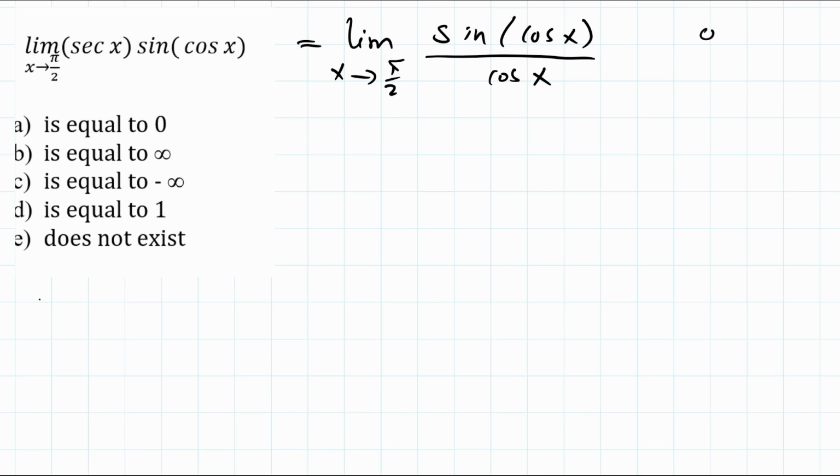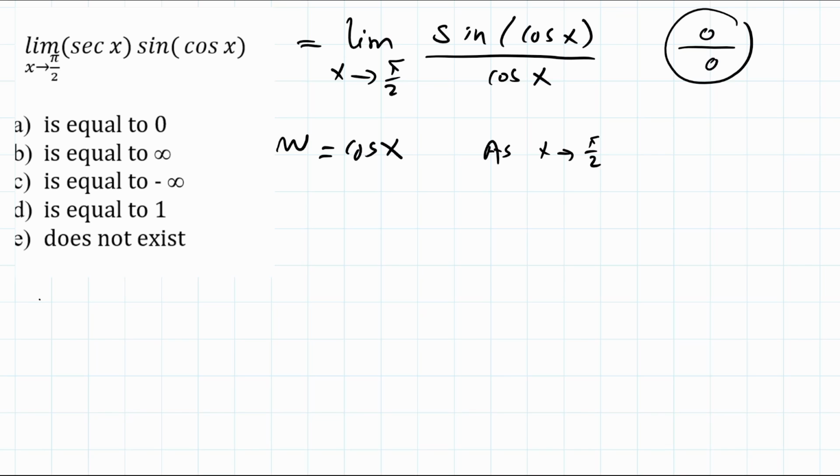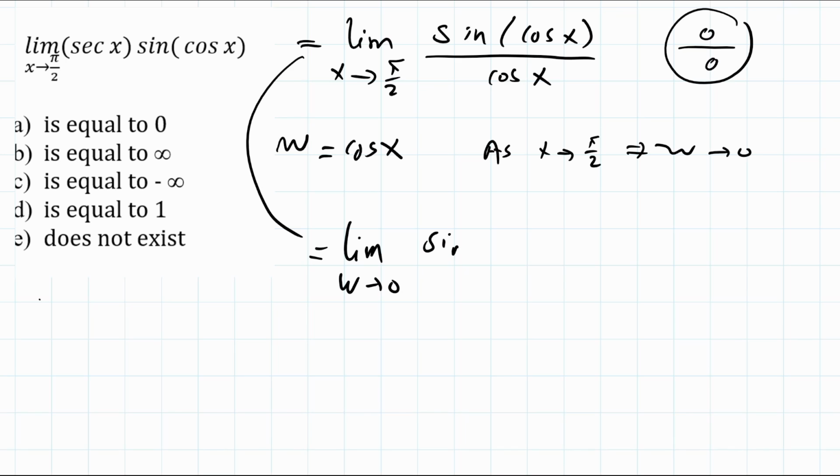Sine of 0 is 0. Cosine of pi over 2 is 0. So this is a 0 over 0 form. And let's just make this substitution as to make the argument as w. Now we know as x goes to pi over 2, cosine pi over 2 is going to go to 0. So w will go to 0. And this limit could be written as the limit as w goes to 0 of sine w over w, which is the famous limit that's equal to 1.